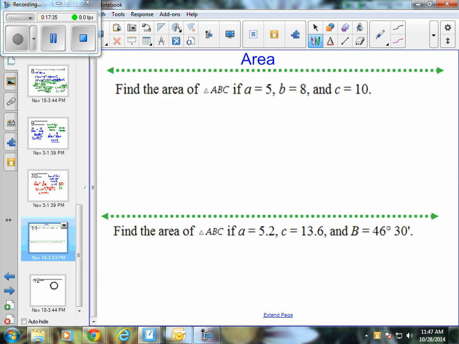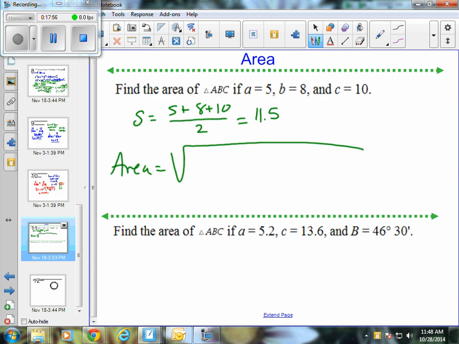If you're given 3 sides, I would use the semi-perimeter, so that's Heron's formula. So I would find the semi-perimeter first, which is add up all the sides and divide by 2. So that would be, looks like 11.5. That's the semi-perimeter. And then the area is the square root of the semi-perimeter times the semi-perimeter minus each of the lengths of the sides. So this is just a plug and chug.